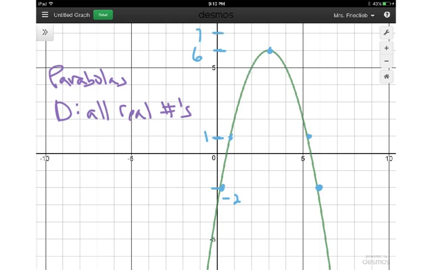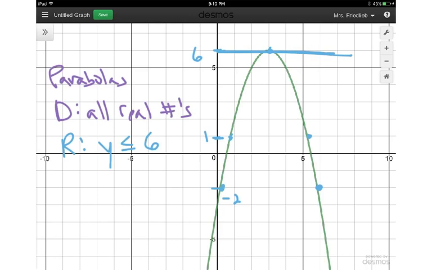But how about at 7? I don't hit the graph at all. That's because the graph only exists when the y values are under 6. Under means less than or equal to. So we say that the range is y is less than or equal to 6. Because there are no y values bigger than 6 that will hit the green curve.